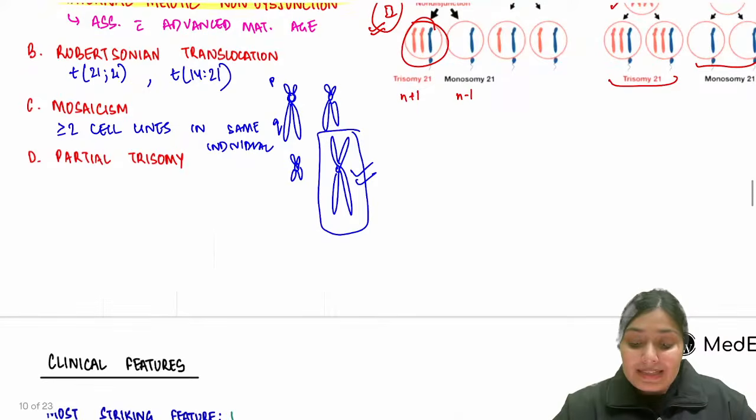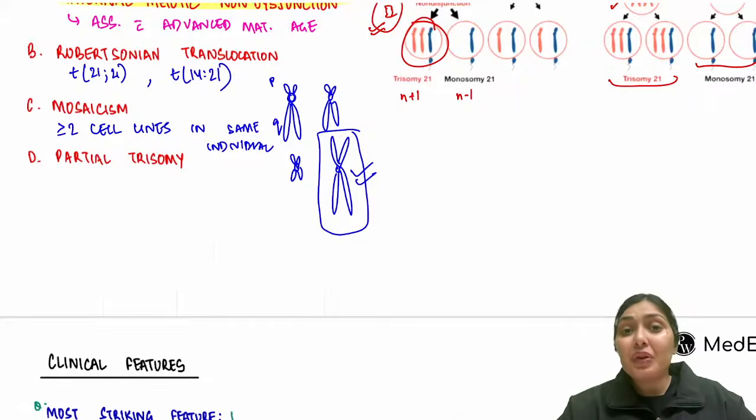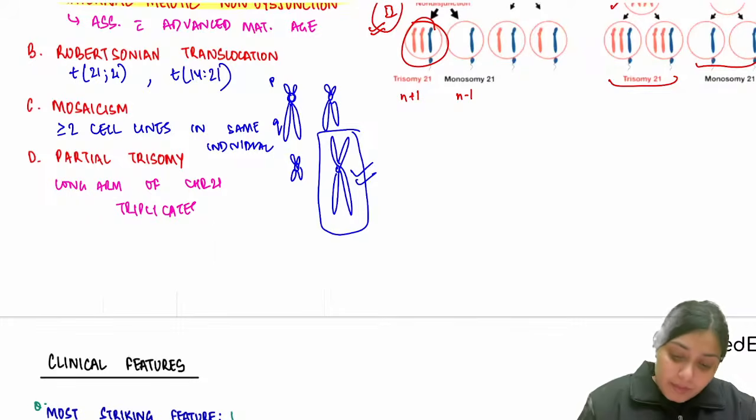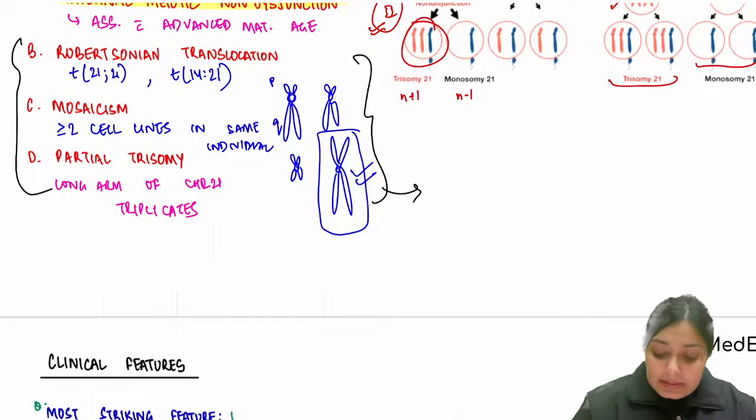Okay, then lastly we have partial trisomy, in which what happens, the 21st chromosome replicates. So the long arm of the 21st chromosome triplicates, right? And remember what is important in all these three, these are not associated with advanced maternal age.